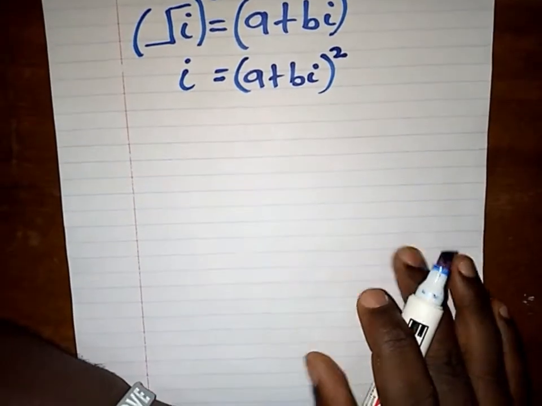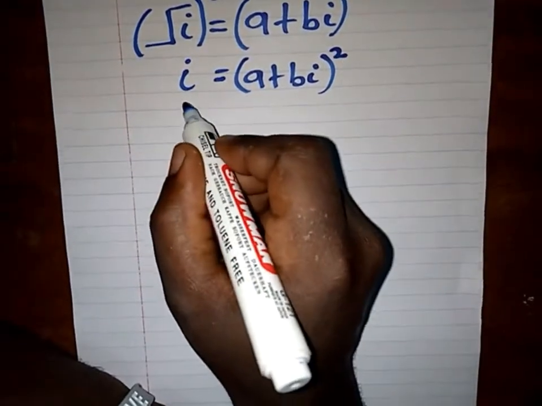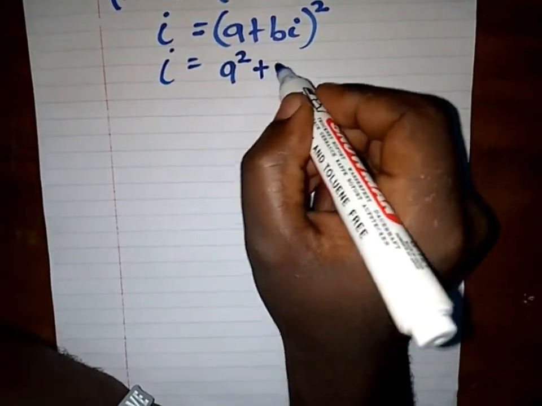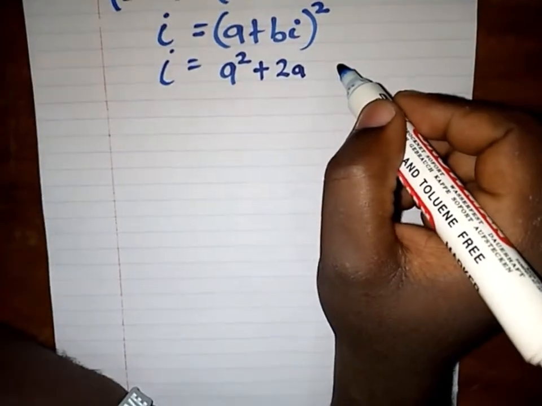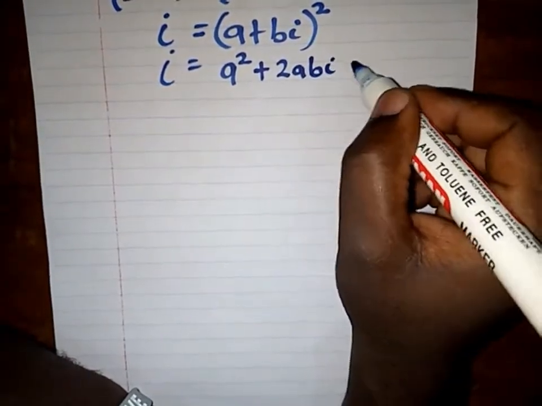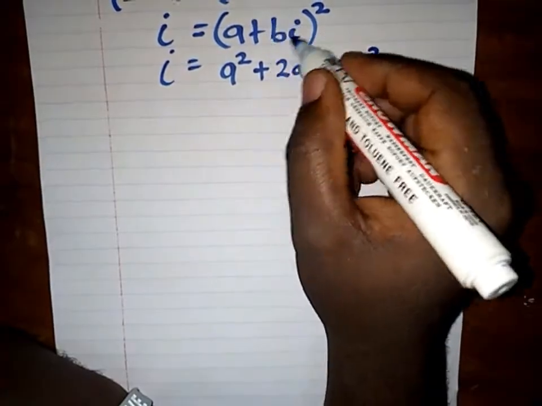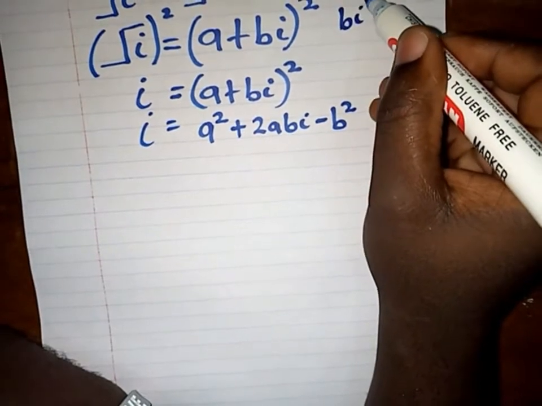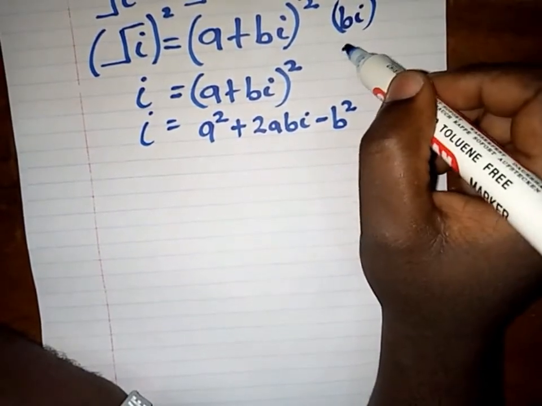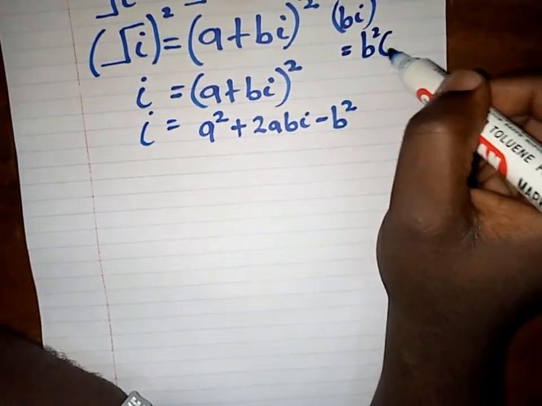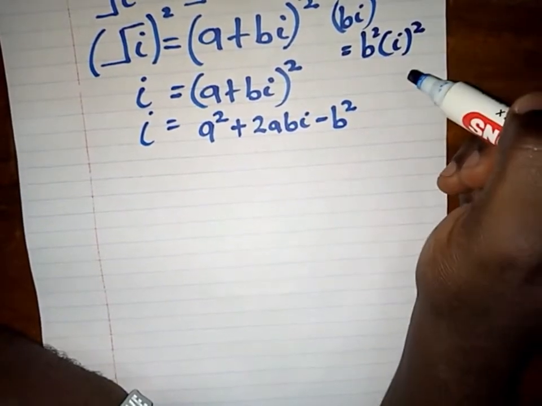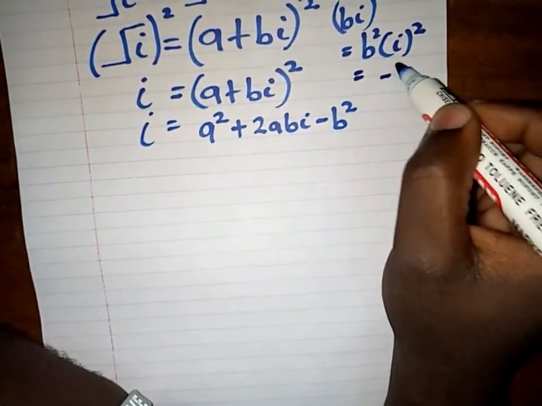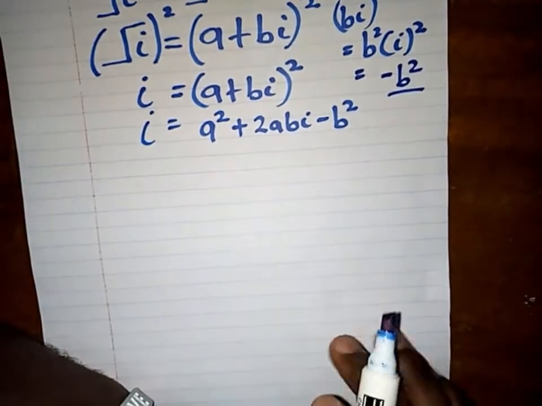Afterwards, this is the same as i equals a squared plus 2abi minus b squared. But this b squared i is the same as (bi) squared, the same as b squared i squared. But this i squared is the same as the root of -1 squared, so it's the same as minus b squared, which is here.